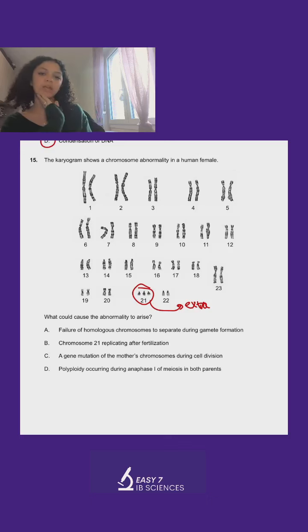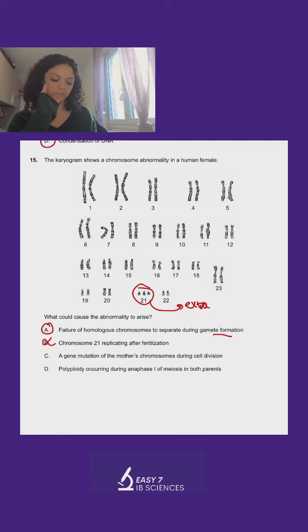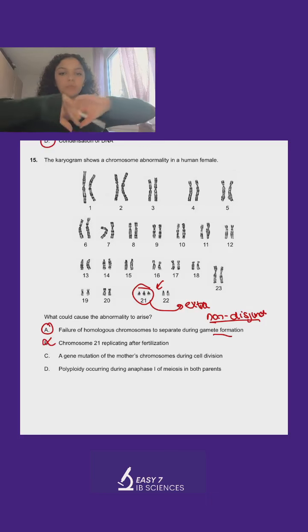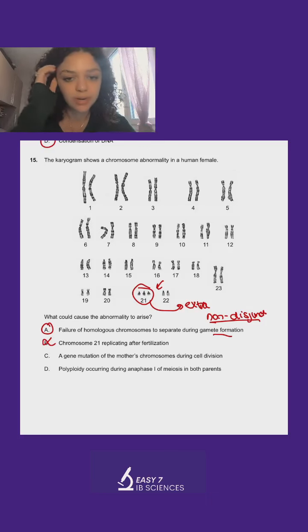So if we take a look at the answer options, we can actually find the answer. It says failure of homologous chromosomes to separate during gamete formation. Okay. Chromosomes 21 replicating after fertilization. That's not really a cause of Down syndrome or this extra chromosome. So the cause of an extra chromosome is something called non-disjunction, just like someone said in the chat. And this is because of the improper separation of chromosomes during meiosis.